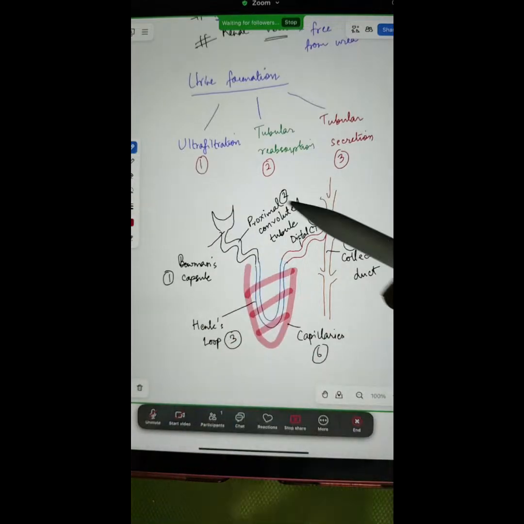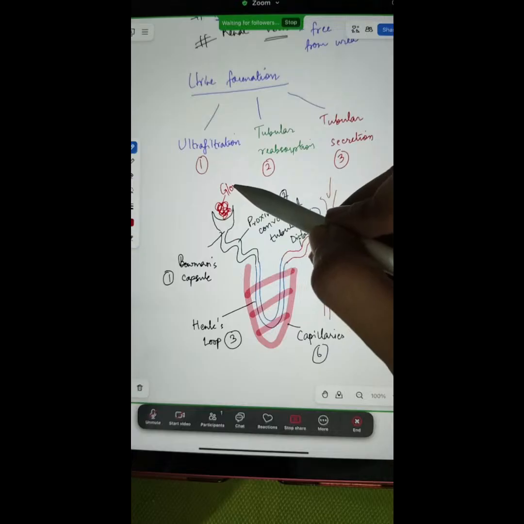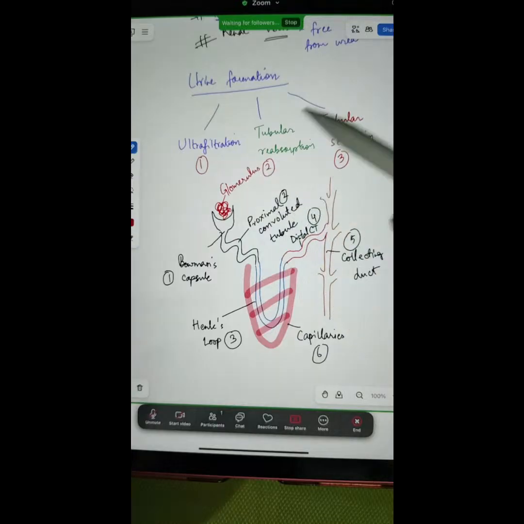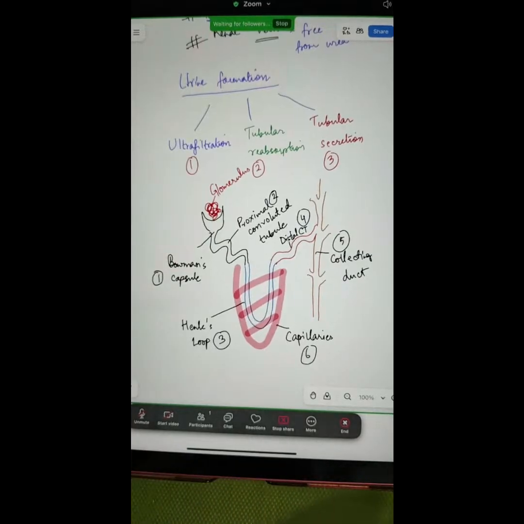Now, at the top of the Bowman's capsule, there is a bunch of capillaries, and these are known as glomerulus. These are the capillaries that will be bringing the blood towards the kidney so that the blood can get filtered. This is a well labeled diagram of a nephron. You can pause the video if you will be watching it later, or if you are watching it live, you can practice it along with me.